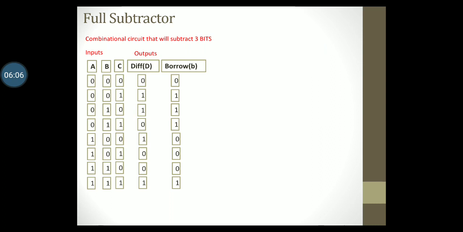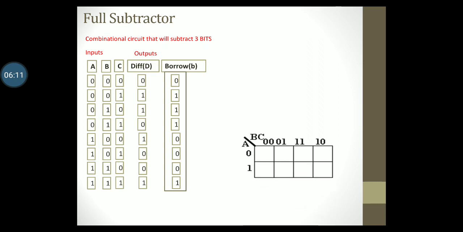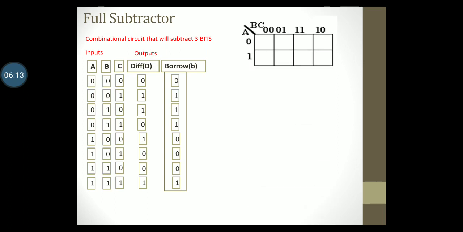Also, we need to plot a K-map for borrow. For this also we will require a 3-variable K-map since you have 3 inputs. We will plot the values where borrow is equal to 1 on the K-map. So mapping the values on the K-map, we get it as this. Now instead of using K-map reducing techniques here, we will just write down the values of the individual cells as follows.